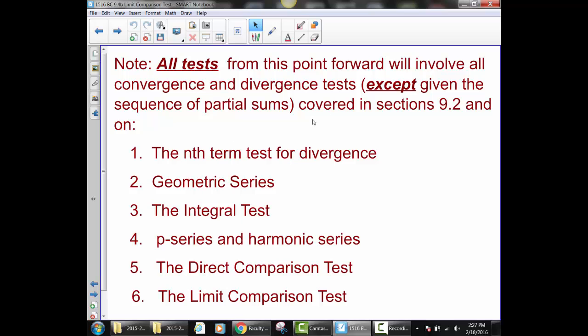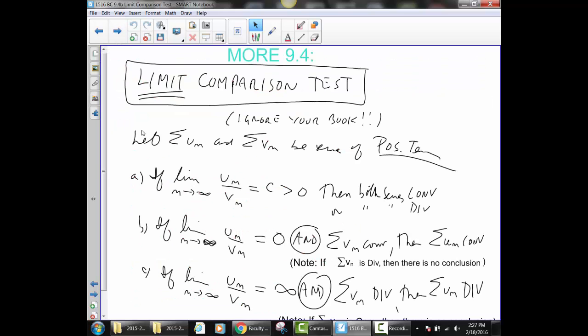So these are the ones we've learned. The one I will not put on anymore is sequence of partial sums, because that's so rare. But you should check first for nth term test, geometric series, integral test, p-series, harmonic series, direct comparison, limit comparison, and unfortunately we will keep adding to that list.